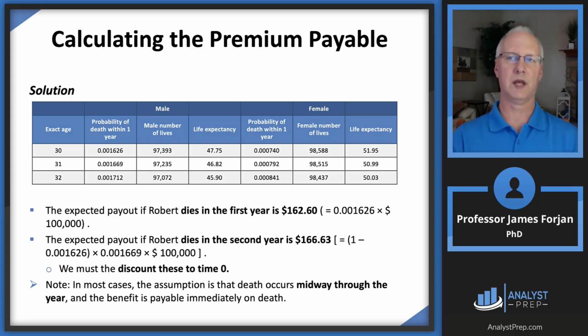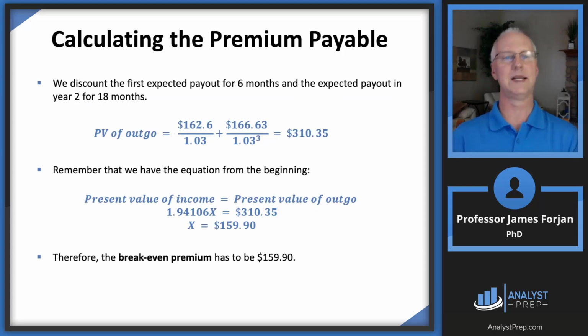Now, one of the interesting best practices in terms of making these calculations in the insurance industry is to make the assumption that the death occurs midway through the year, and then the benefit is going to be payable immediately on that death. All right, so let's do the present value of the outgoing. So we've got the 162.6, which we just calculated, divided by 1.03. That's for 6 months, right? That's raised to the 1 power.